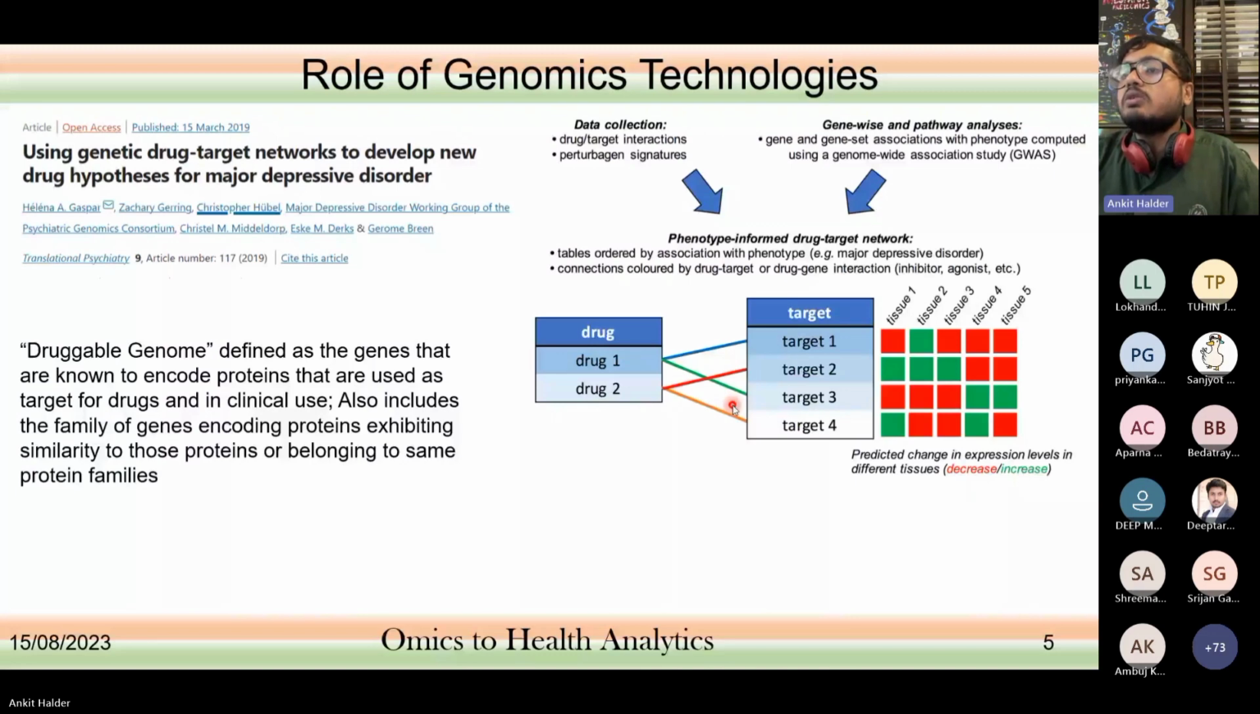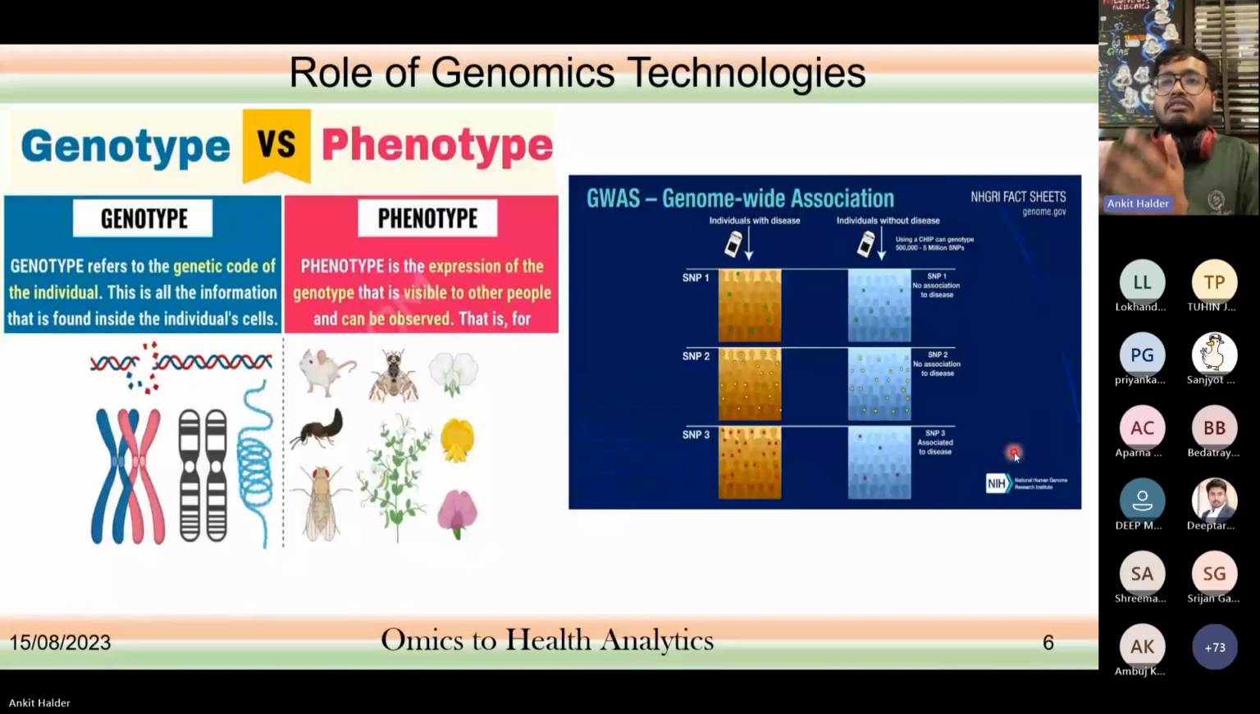And then what we can do is that we can try to find out the drug and the targets and what are the expression levels in the different tissues. So this gives us an idea of how the drug would work with a certain genetic condition in particular people and others. So this is, in brief, the genotype and the phenotype.